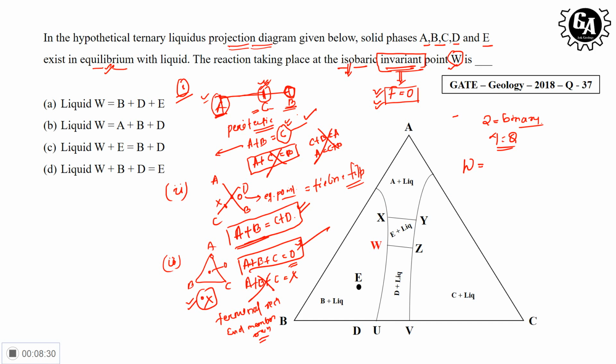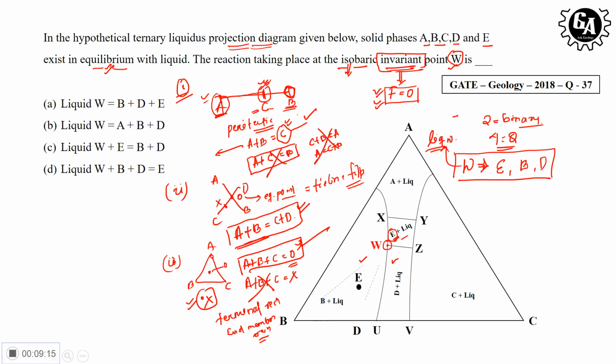We can see that at this point W, E is present. You can see W is just touching the E field. This is the B field, this is the D field. So what are the possible phases present at W? Which phases are stable at W? You can see that E phase is stable, and there is B and there is D, because this is D plus liquid, this is E plus liquid, and this is B plus liquid. So we have 1, 2, 3, 4. These 4 phases we have at point W, and this W is basically representing your liquid W, better to say liquid W.